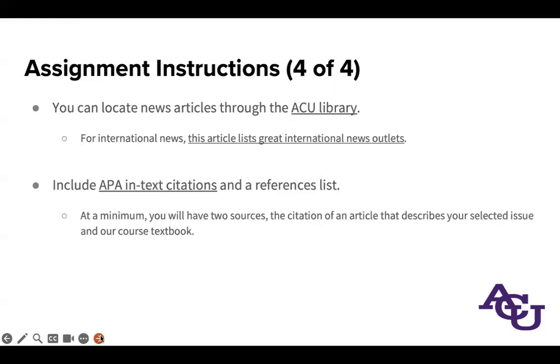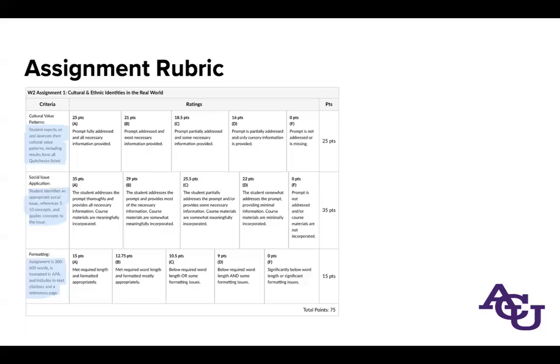You shouldn't have to pay for any news site. You can access them for free through ACU. We have access to most major newspapers as well as a vast archive. And note that you're supposed to include in-text citations and a references list, and that you should have a minimum of one article that you are using that describes the selected issue, and of course the textbook, which there's only one, so it's the one in the syllabus.